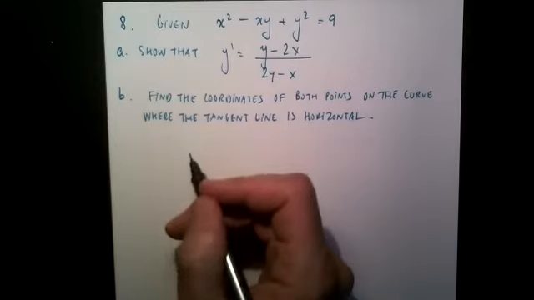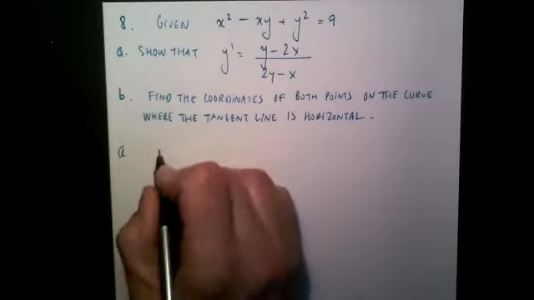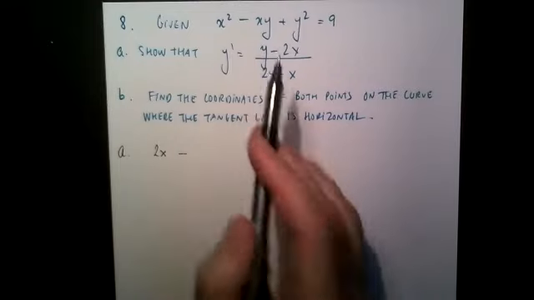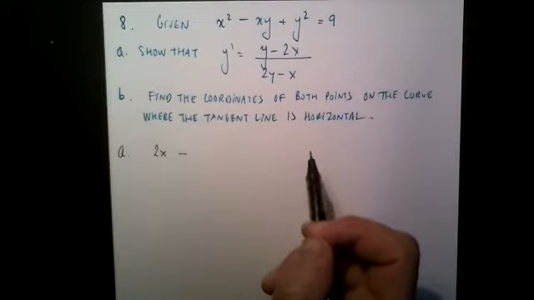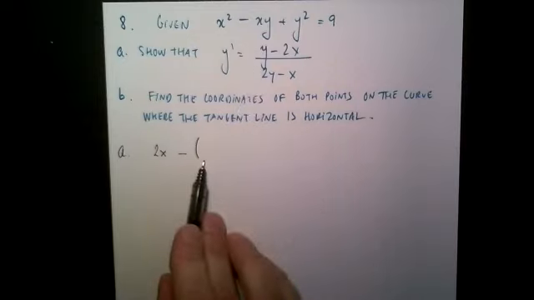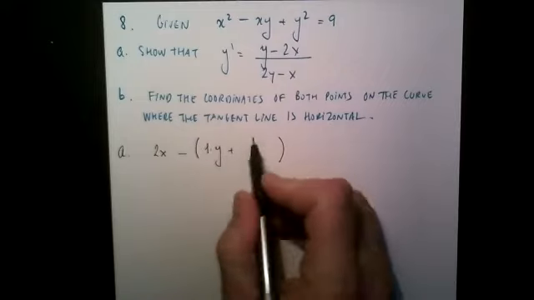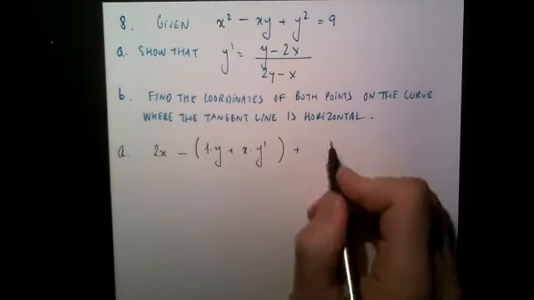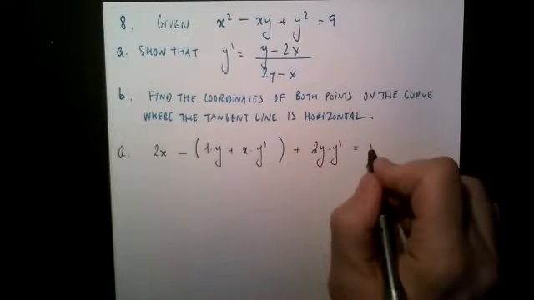Okay, so first thing we'll do is find the derivative using implicit differentiation. So the derivative of x squared is 2x minus, how do we derive xy? Product rule. So don't forget, there's a lot of little things to be careful here. First of all, we put the brackets, and then the product rule. So 1 times y plus x times y prime, right? Plus the derivative of y squared is 2y times y prime, and the derivative of 9, of course, is 0.